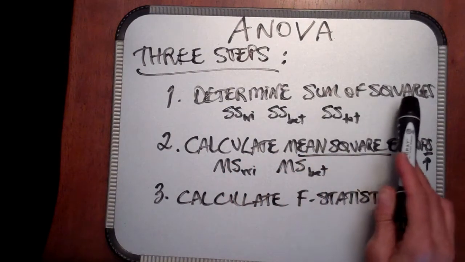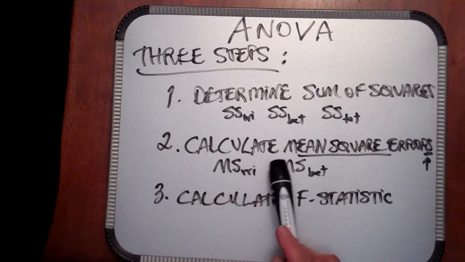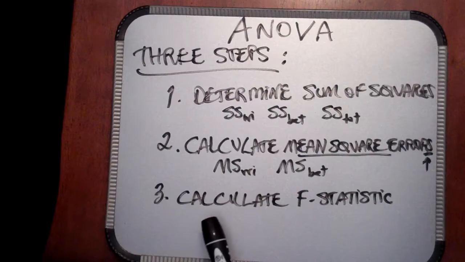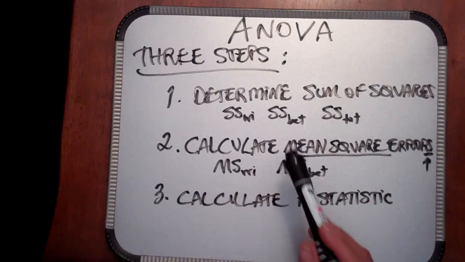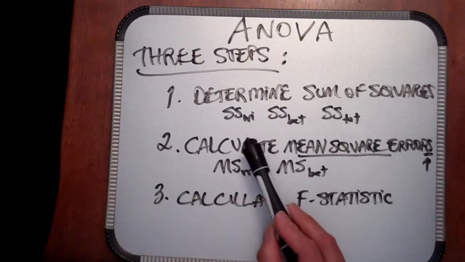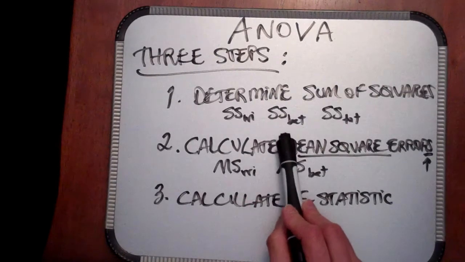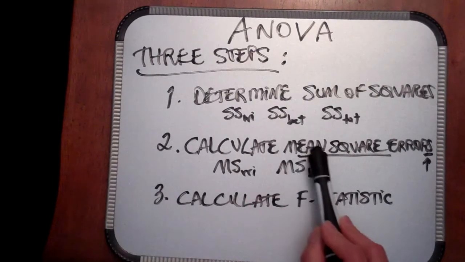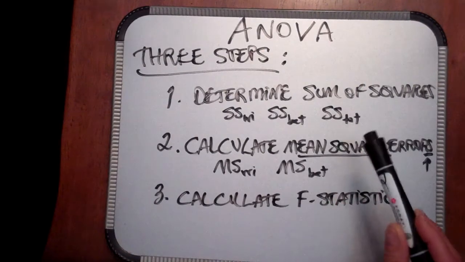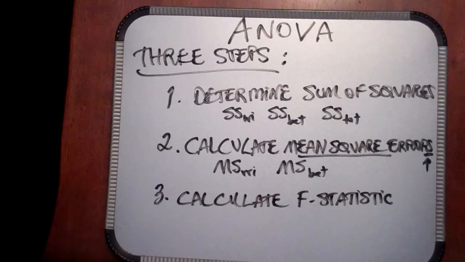First, you're going to determine sum of squares, then you'll calculate mean square errors, and then you'll calculate the F statistic. It's really very straightforward. It's just that this time, with the ANOVA, when you determine sum of squares, you have to determine sum of squares for within the groups, the sum of squares for between the groups, and the sum of squares total. That adds some additional calculations.